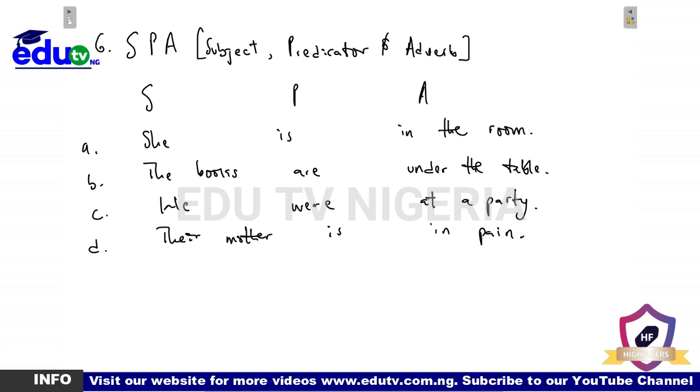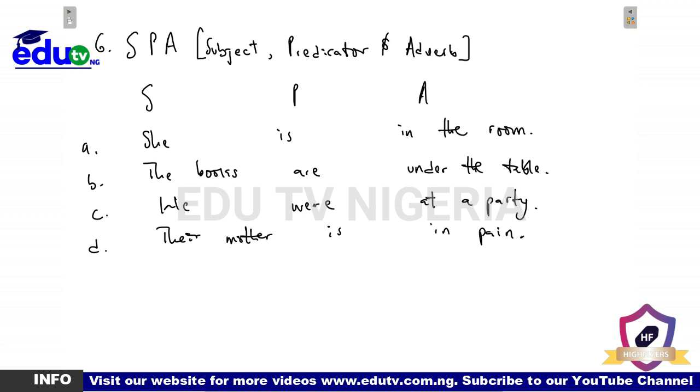Now, looking at all of these examples, you would see that she is the subject in the first sentence, the books is the subject in the second sentence, we is the subject in the third sentence, their mother is the subject of the last sentence. Is is the predicate of the first, are of the second, were of the third, and is of the fourth. In the room is the adverbial or adjunct or adverb of the first, under the table of the second, at a party of the third, and in pain of the fourth one. Do we get it? It's a simple start.